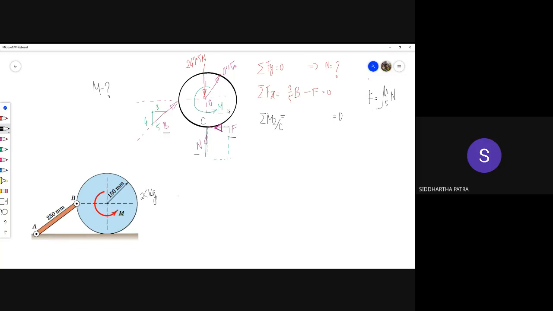Okay. Here our goal is to find the minimum moment that is required to cause any relative motion. So for that, from the first equation we'll get the normal force. The second equation will give us the force at B, and from the third equation we can get the moment value.